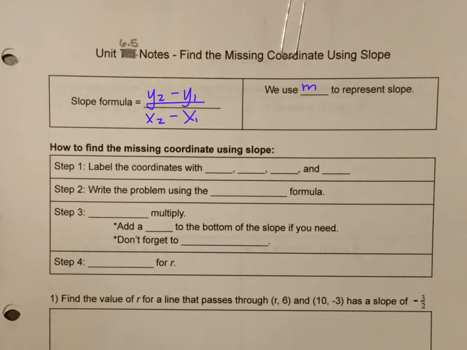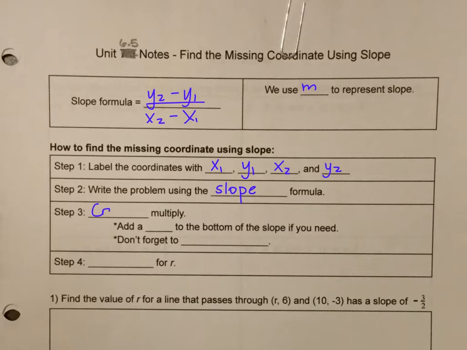So this time I'm going to tell you what the slope is, and I'm going to tell you one of the coordinates, but I'm going to be missing a number in the other coordinates, and you're going to have to figure that out. So first we're going to go through the steps on how to do that, and then we'll practice. So the first thing we do, just like in the other problem, is label x1, y1, x2, y2, and write the problem using the slope formula.